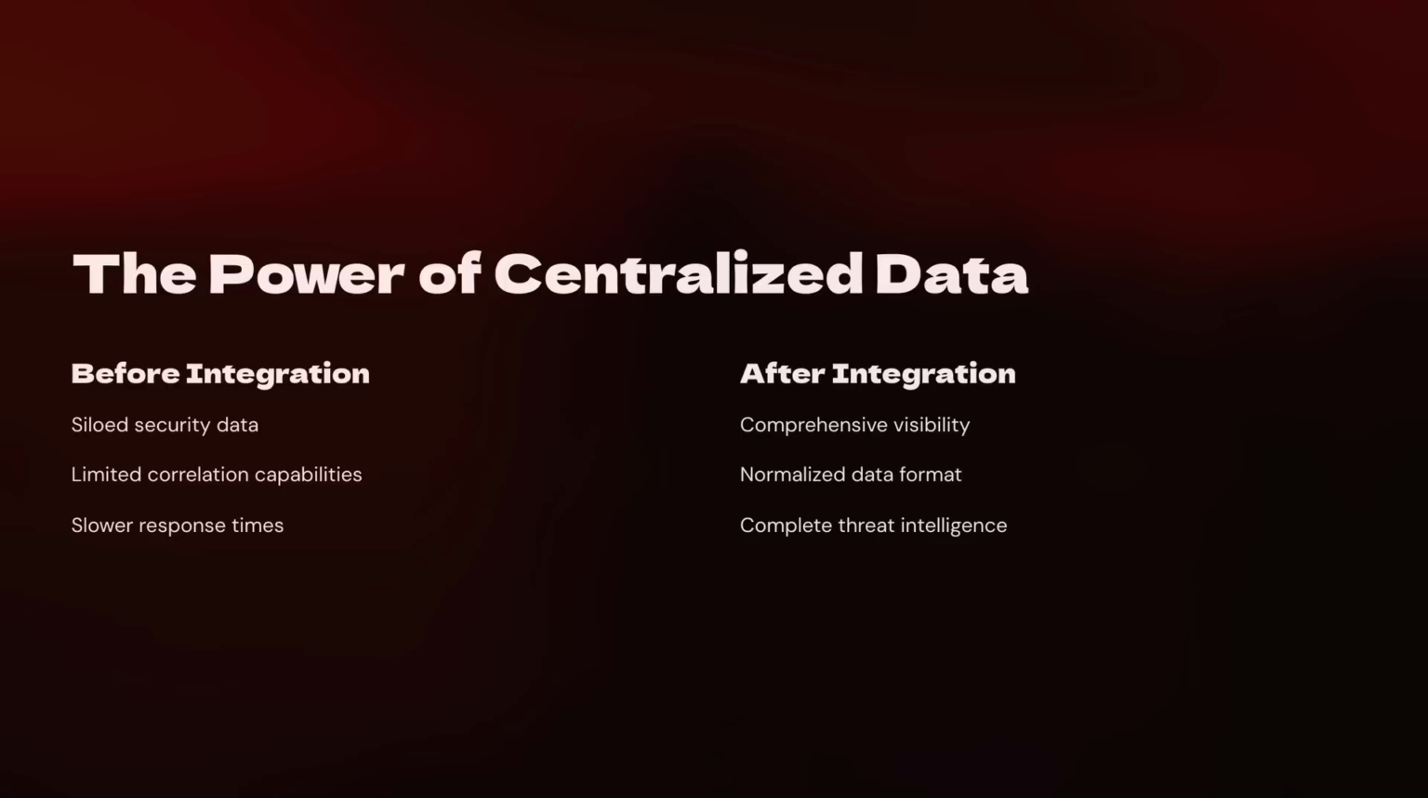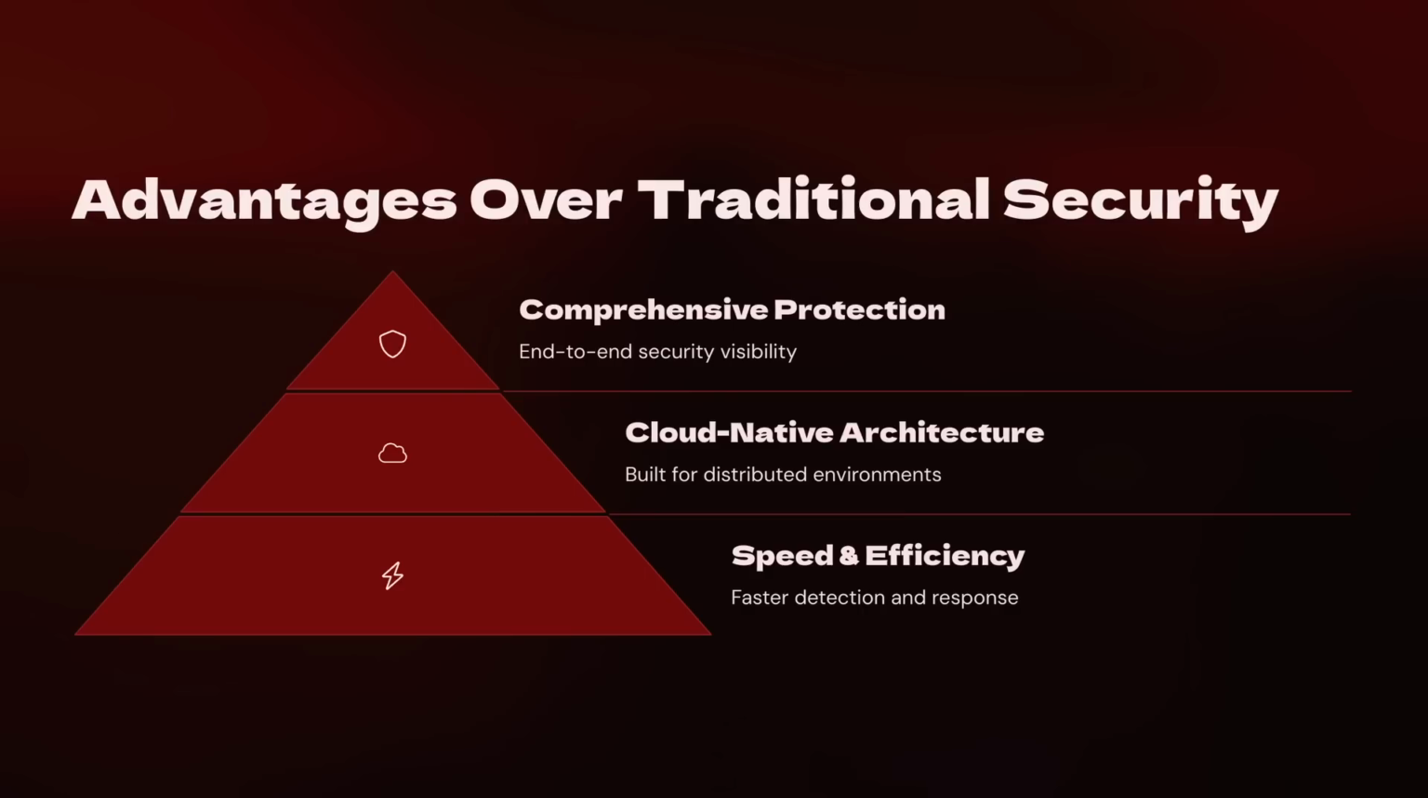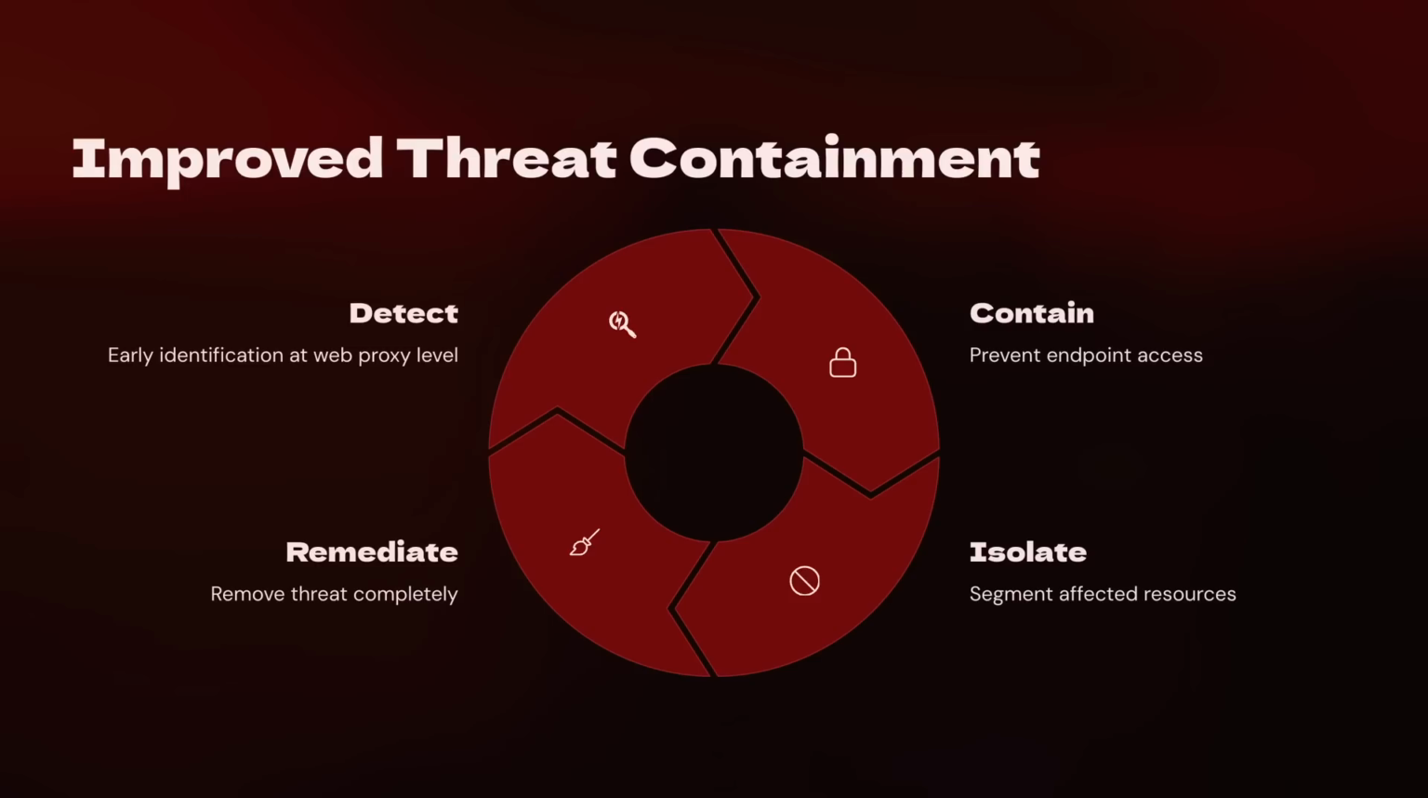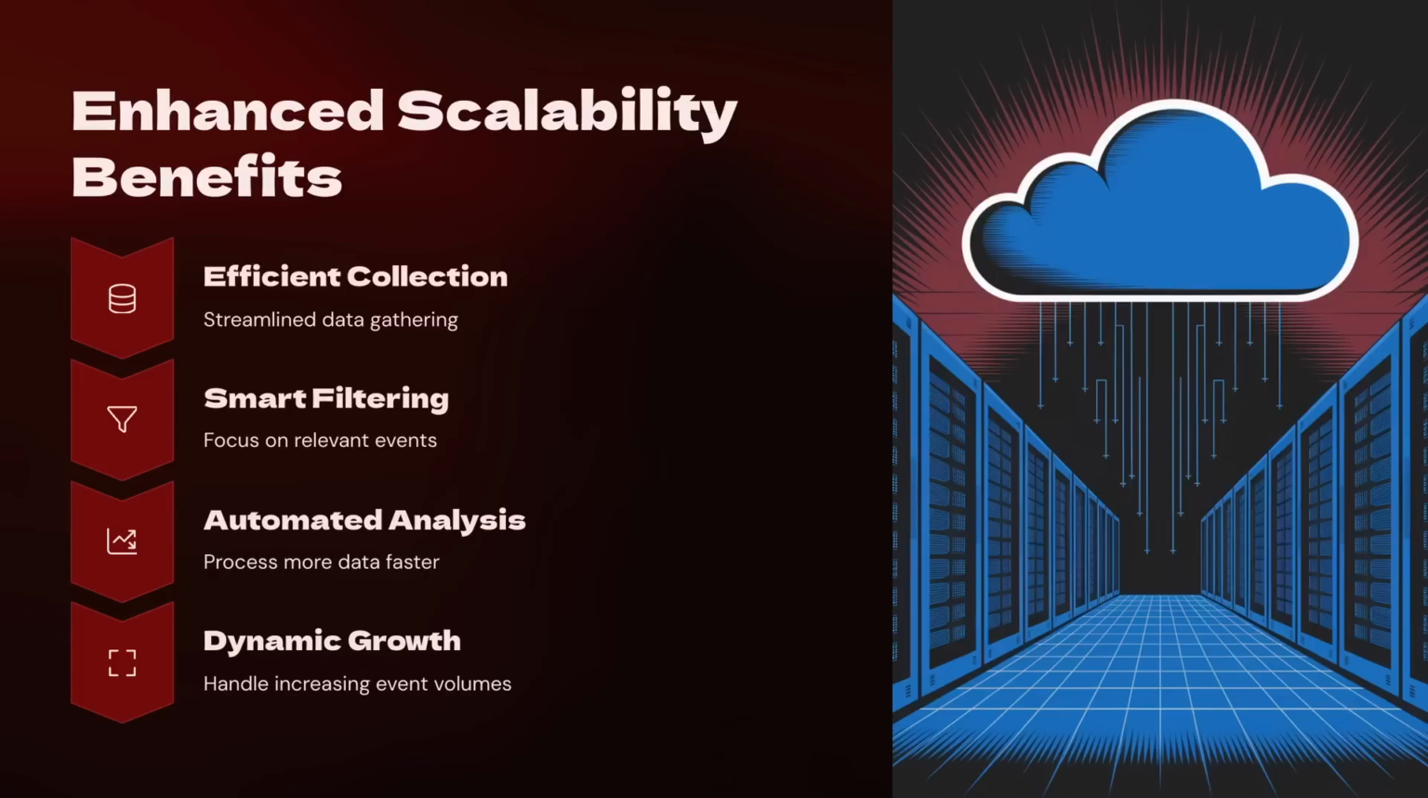One of the standout advantages of API-driven SIEM integration is its ability to provide centralized and normalized security event data from multiple sources within the SASE environment. This data consolidation empowers security teams with a comprehensive view of potential threats and anomalies across the entire network infrastructure. Integrating SIEM with the SASE stack offers several benefits over traditional endpoint security models.